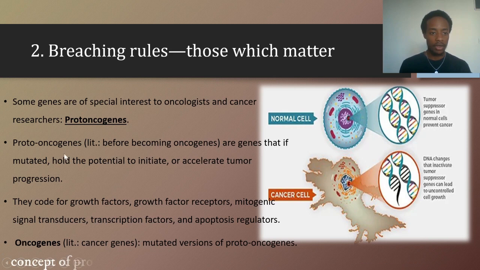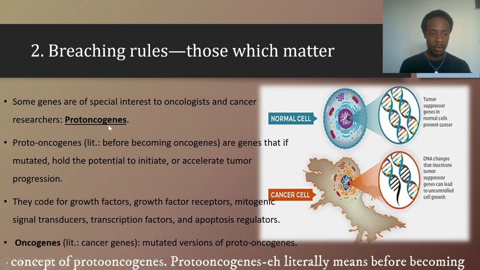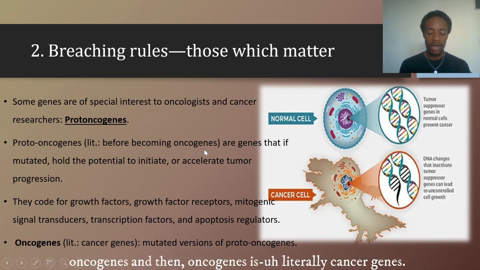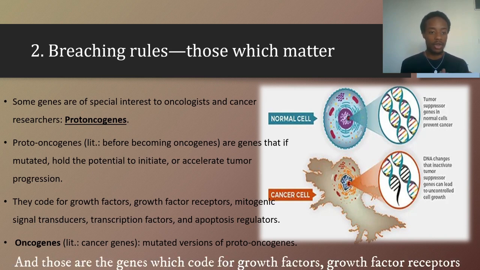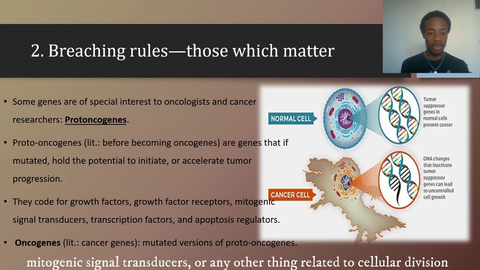Then we introduce the concept of proto-oncogenes. Proto-oncogenes literally means before becoming oncogenes, and oncogenes are literally cancer genes. So the idea is that they can become cancer genes if they are changed, and those are the genes which code for growth factors, growth factor receptors, mitogenic signal transducers, or anything else related to cellular division.